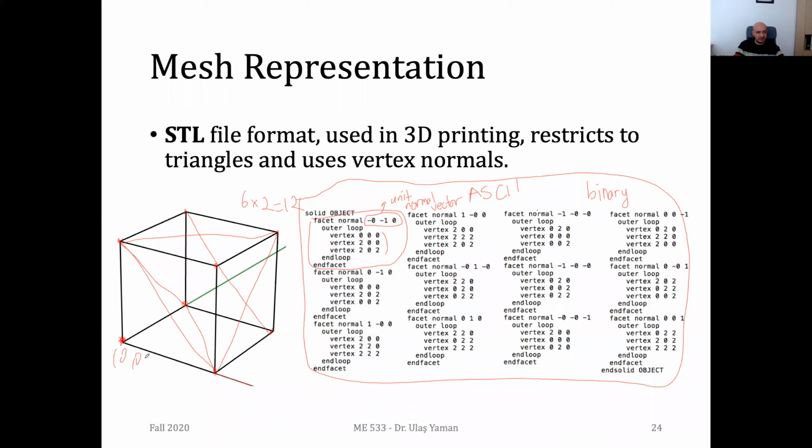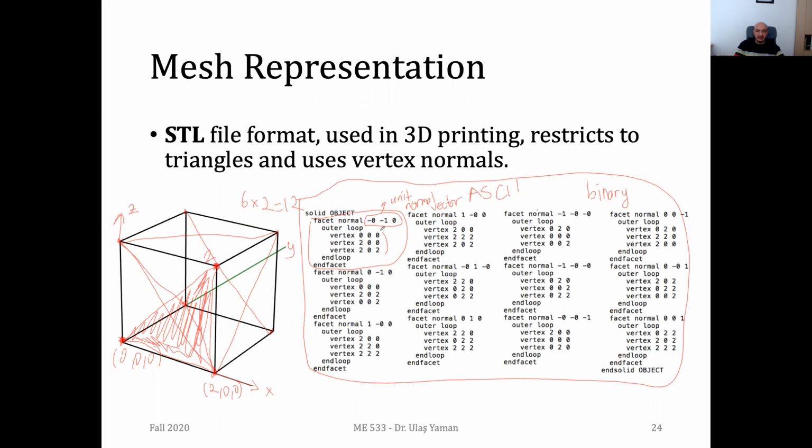This is 0, 0, 0. What are other values? 2, 0, 0. This is, by the way, X, Y, and we have a Z axis here. The last one is X is 2, Y is 0, and Z is 2. So then that means we have such a triangle here. Initially, I had done the triangulation in a different manner, but this is actually the triangle we are working on right now.